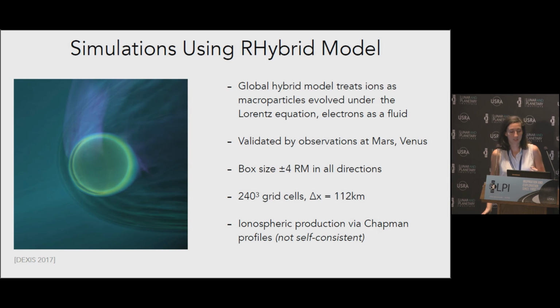So the simulations I'm going to be showing are using the RHybrid model, which is a global plasma model where the ions are treated as macroparticles and the electrons are treated as a fluid. So that allows you to include ion kinetic effects, which are important in many cases. And this is a model that's used to model ion escape at Mars and at Venus, Titan.